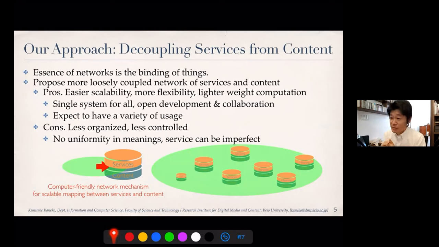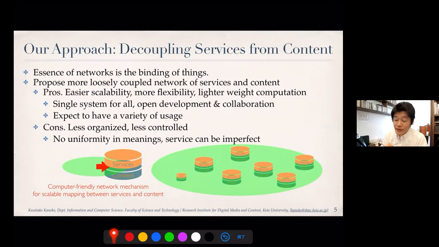Inserting a new network mechanism in between the service and the contents realizes easier scalability because it's not a tight coupling. For example, at the meaning level, one organization has this dictionary, another organization has another dictionary, and those dictionaries are different. I'm now talking about loose coupling. So I don't mind the difference of the dictionary or the difference of the relation. Connectivity is the most important thing. Thinking about that, we get easier scalability, more flexibility, and also lighter-weight computation. That is the benefit.